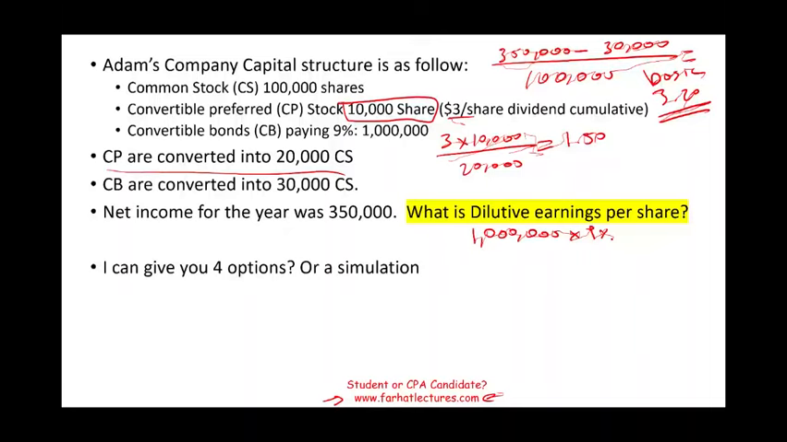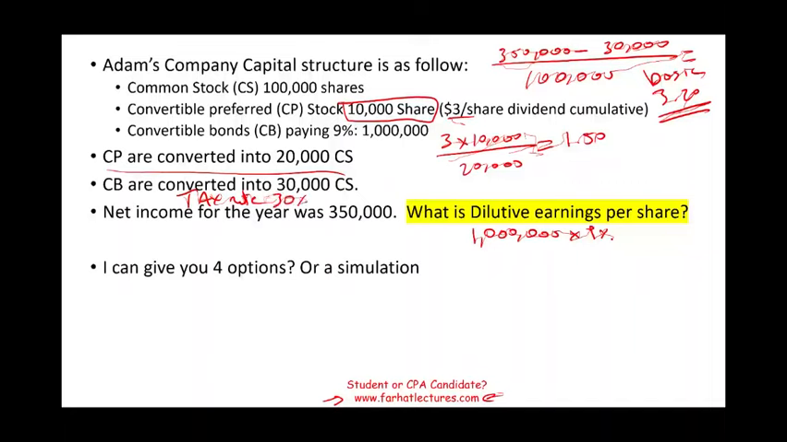Now, what is a million times 9%? That's 90,000. Yes, I'm going to save 90,000. Is this the only thing I'm going to save? Yes, except when I don't have the interest, I'm going to lose my tax savings. Now, for the sake of illustration, we're going to assume that the tax rate is 30%.